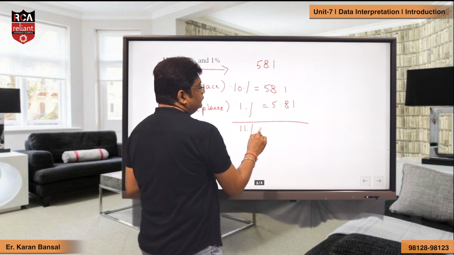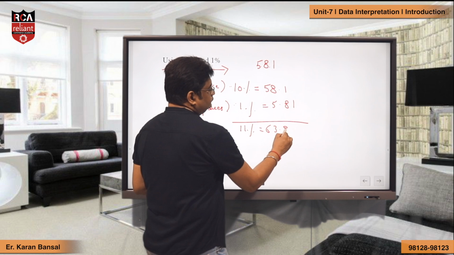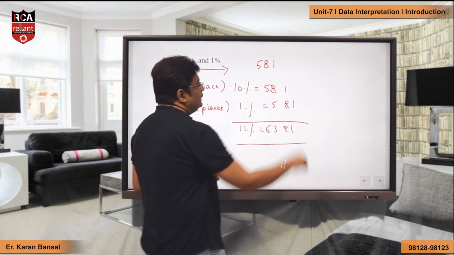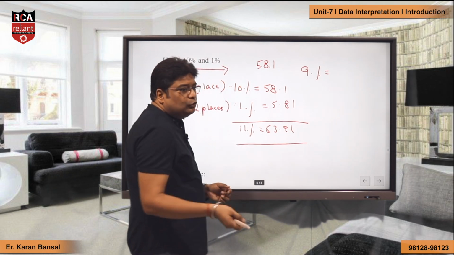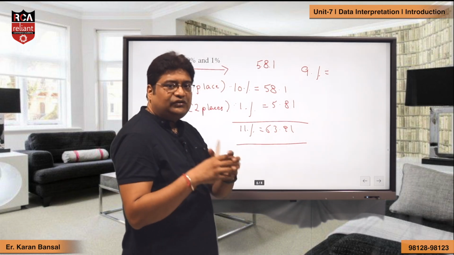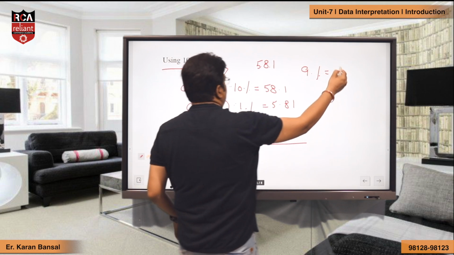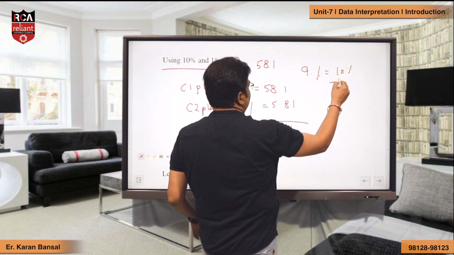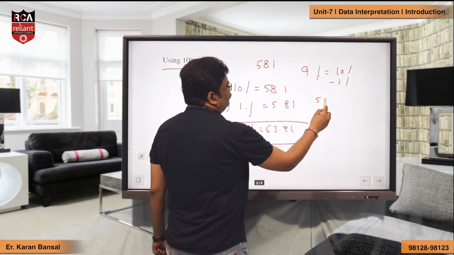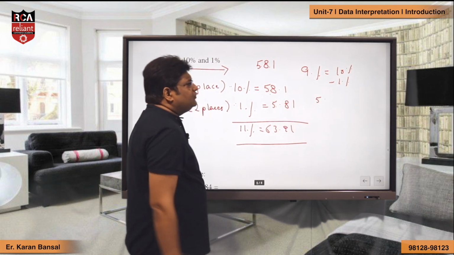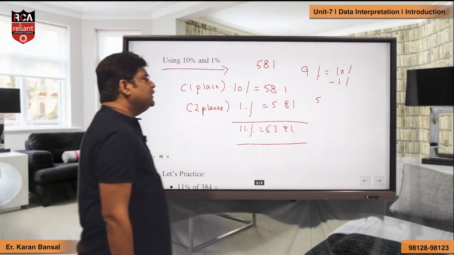So 11% is 63.91. If I had to calculate 9%, how would you pay 9 rupees? You'll pay 10 rupees and take back 1. So 10 minus 1, it's the same thing here. You find 10% and you subtract 1%. So 58 minus 5.8 approximately, you'll get 52.2.